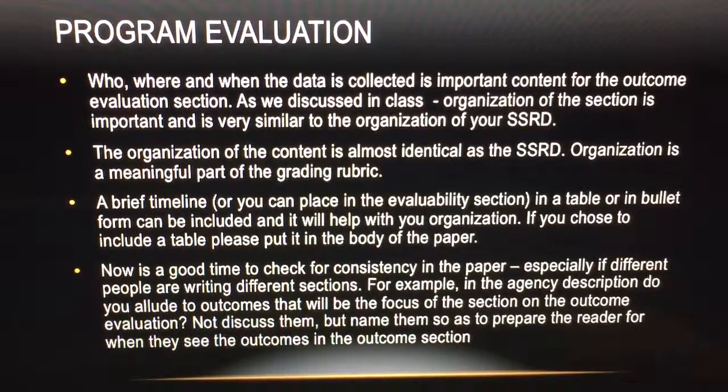Now is a good time to check for consistency in your paper, especially if you have other people who are writing on different sections of the paper. For example, at the end of your agency description, it might be a good idea to just introduce your outcome variable that you're going to measure. One sentence. We are going to measure weight loss amongst people who use the food pantry and are trying to lose weight.